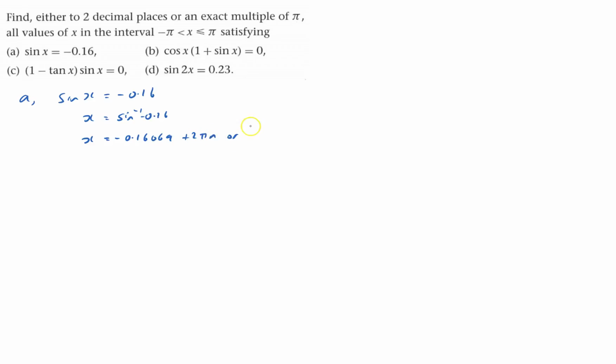Or it'll be 180 for sine, it'll be 180 minus that. Well, in this case, it'll be pi minus that. So it'll be pi minus negative 0.16, and that will repeat every 2 pi n.